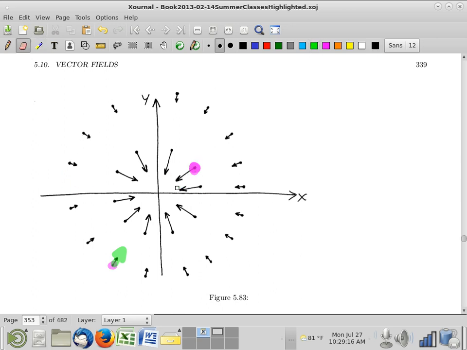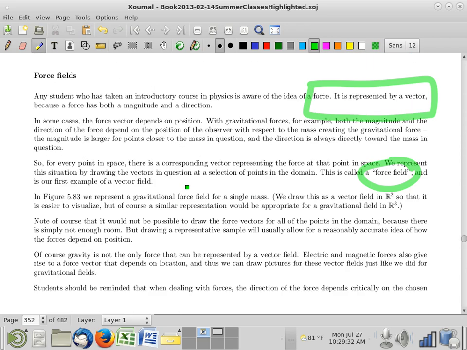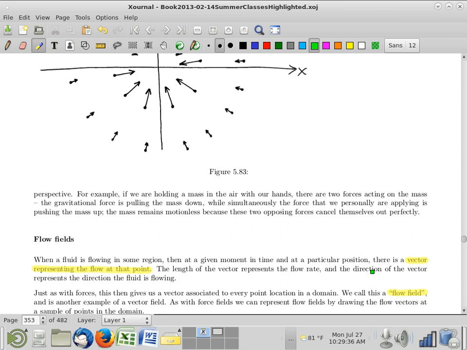Okay, so we call it a force field here because the vector that you associate to a particular point represents a force. That's the name, force field. Okay, so there are other kinds of vector fields.